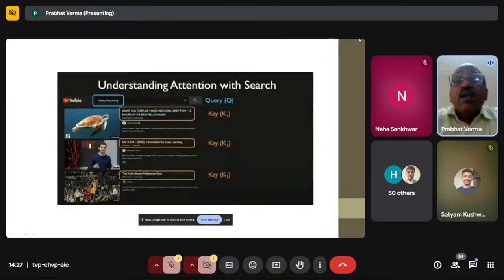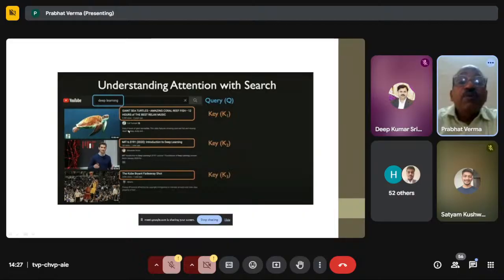Let us take another example of attention with search. When we make a search over some search engine like YouTube or Google, suppose in YouTube we want to search for videos on deep learning. This deep learning that we want to search is called the query. So our query is deep learning. When we search, many options come up as a result of searching this query. These we call keys, so K1, K2, K3. These are the keys.